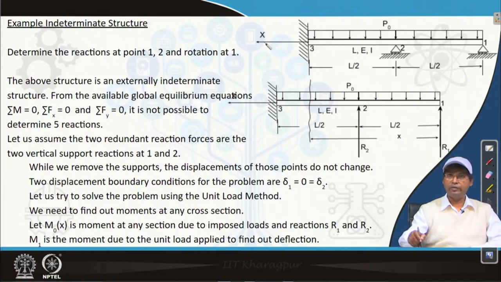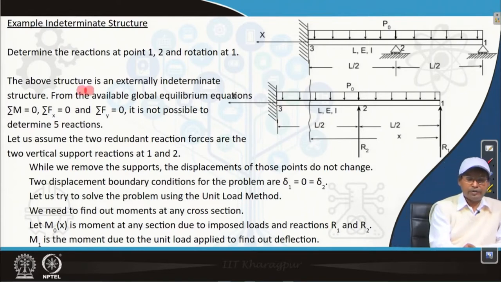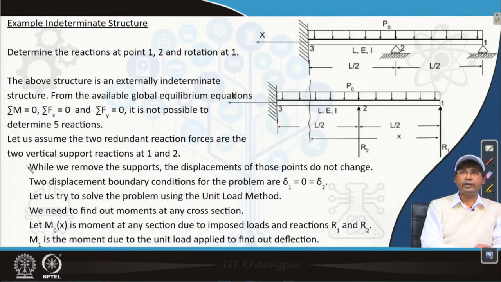If we have some inclined force, then definitely x will become an unknown. So, there are 5 unknowns, and the degree of indeterminacy, in that sense, is 2, because we have 5 unknowns. The above structure is an externally indeterminate structure, externally, please note it. Previous things whatever we were discussing, all those were internally indeterminate structures. This is externally indeterminate because from the stability or external equilibrium point of view, it has more than the necessary supports.